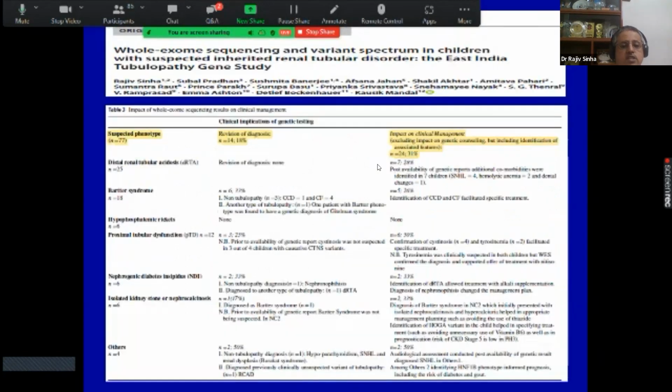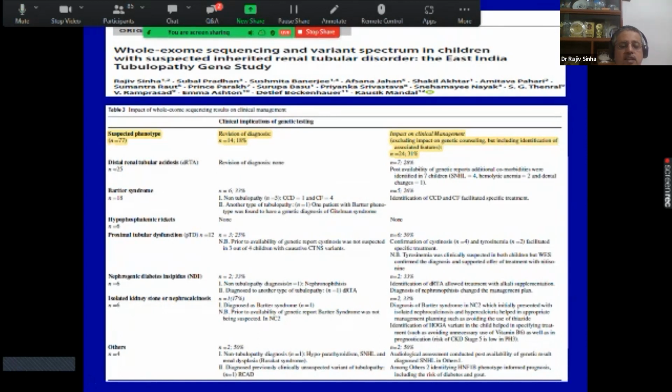But what was interesting was that whole exome sequencing helps us in revision of diagnosis in 18% of cases, and there was an impact on clinical management in 31%. So emphasizing the importance of genetics nowadays in tubular practice.